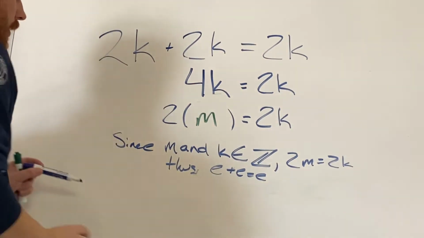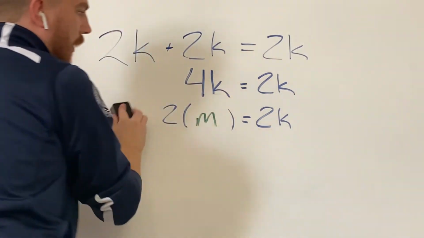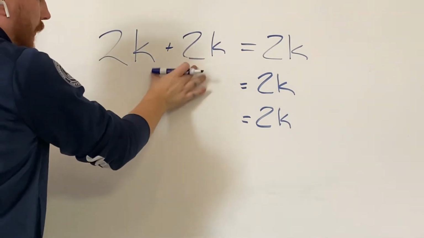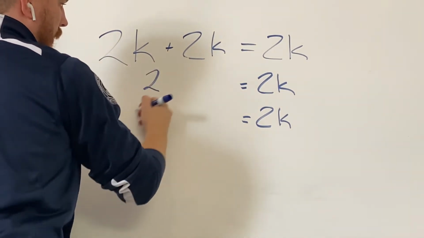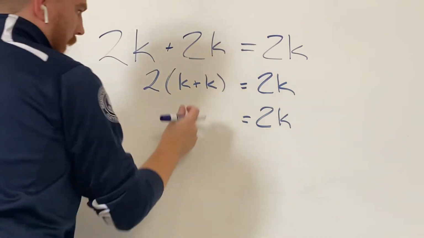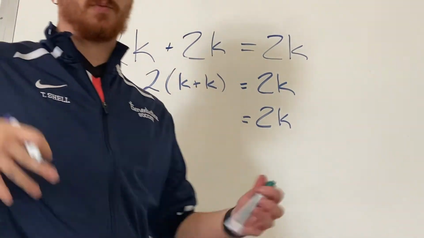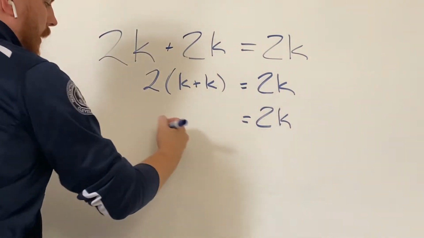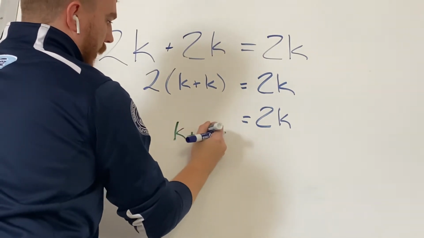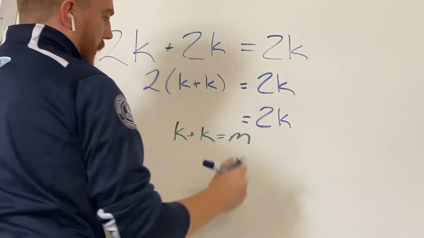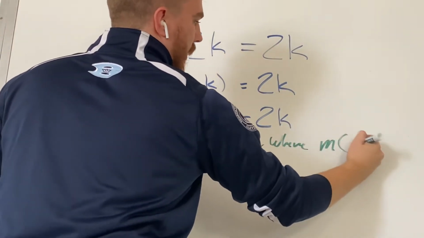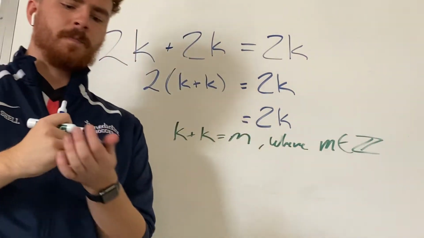One more that I've seen in a few places, and I almost like it more, is what if we factor out a 2 here? So we'll have 2 and then k plus k. And we could do the same thing. So we know that an integer plus an integer is also an integer, like 2 plus 3 is 5, 5 is an integer, all that sort of stuff. So you kind of go down the same road of k plus k is equal to m, or something like that, where m is in the integers, okay?